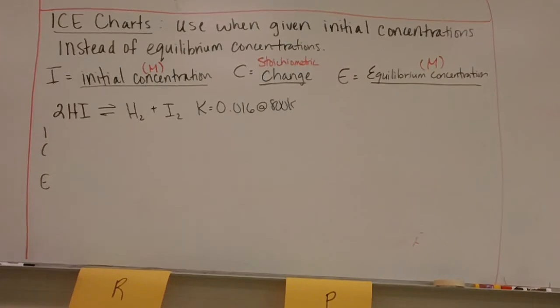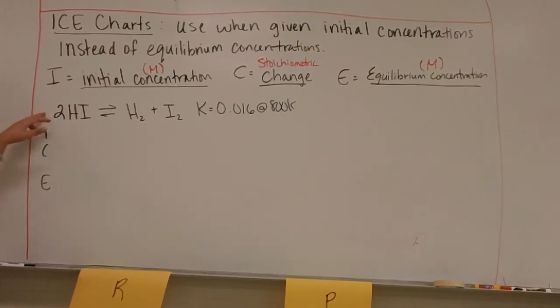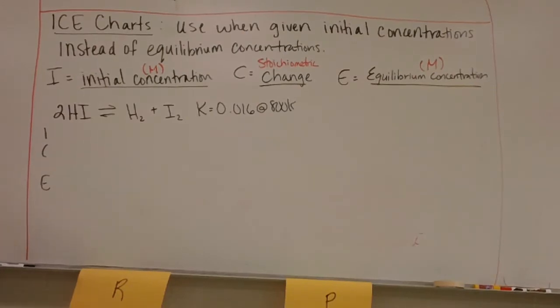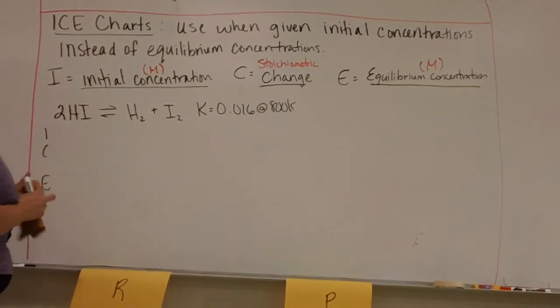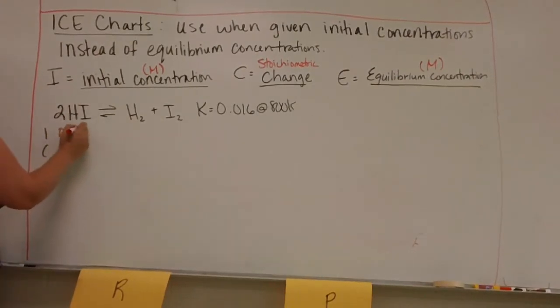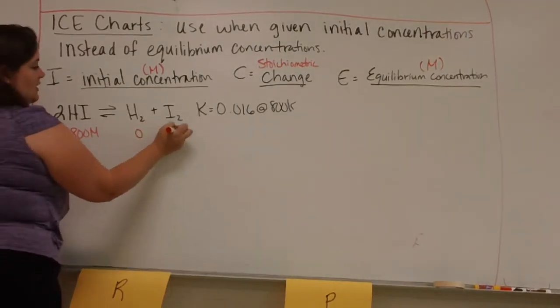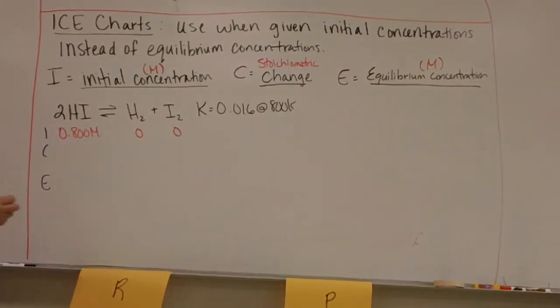And so if we look at the practice problem, we have 2 HI going to 1 hydrogen and 1 iodine. And we're told that we have 4 moles of HI in a 5-liter flask. So first thing we need to know is what the initial concentration is in molarity, and that's moles per liter. So we take our 4 moles and divide by our 5 liters, and we get 0.8 molar. Now I keep 3 significant figures because each of those 2 numbers have 3 significant figures. And initially we had no hydrogen and no iodine.